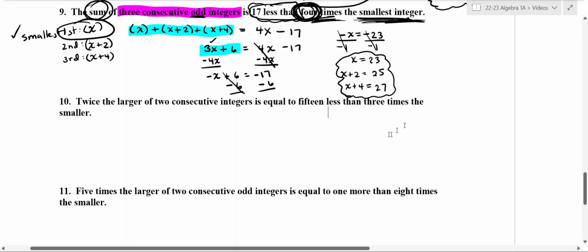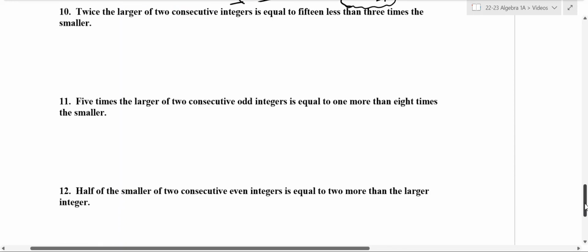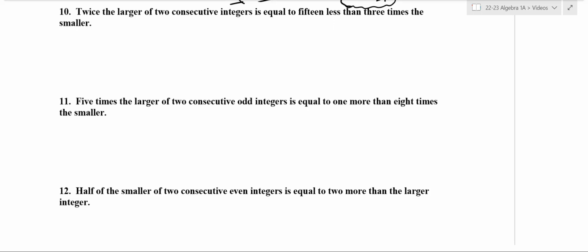All right, the next one. Twice the larger of 2 consecutive integers is equal to 15 less than 3 times the smallest. Yay. All right, breathe. 2 consecutive integers. All right, so let's get those together. Here's the first one. Here's the second one. Consecutive means that we're just adding 1.